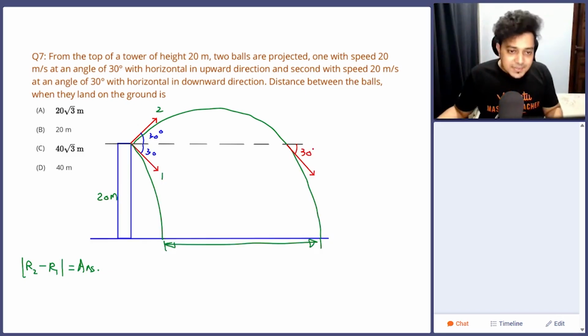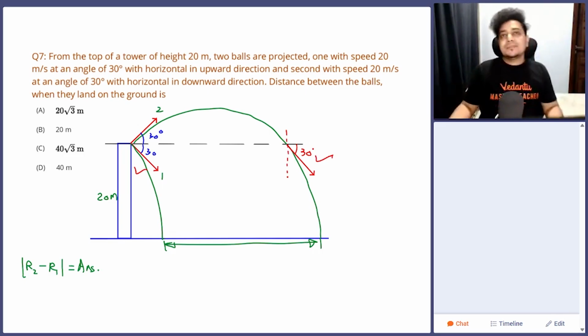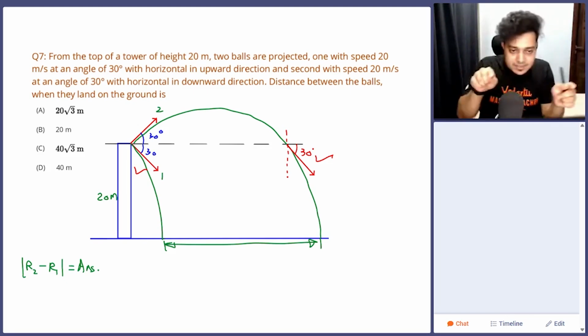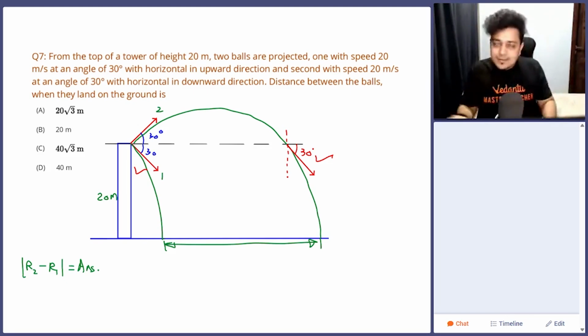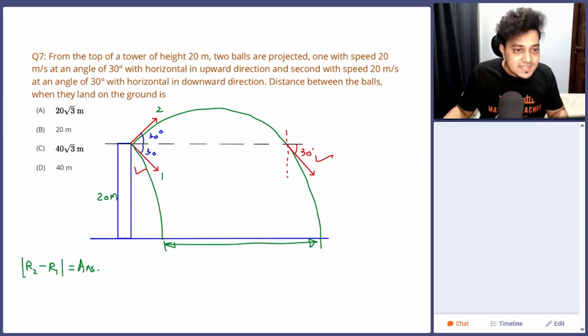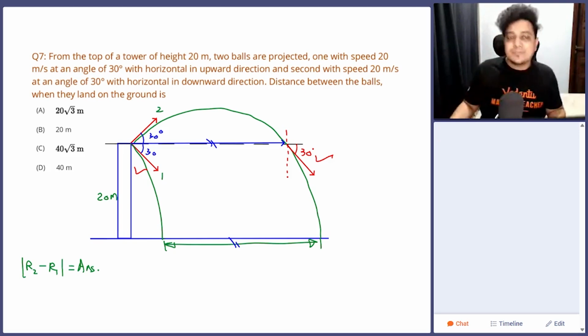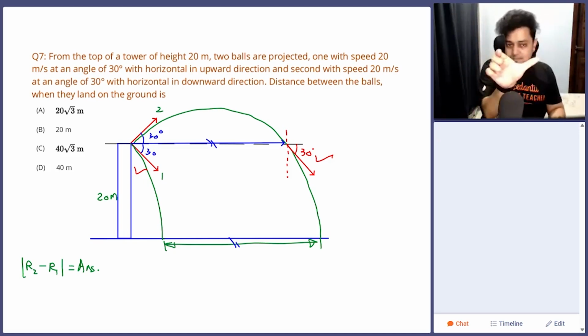Clear? So now notice carefully, beyond this point, this motion and this motion is identical. They're going to do the same motion beyond that point. Visualize this. So if I calculate this range, this range, then this range and this distance will be same to same, because the rest of the motion is same. So it's same to same motion.